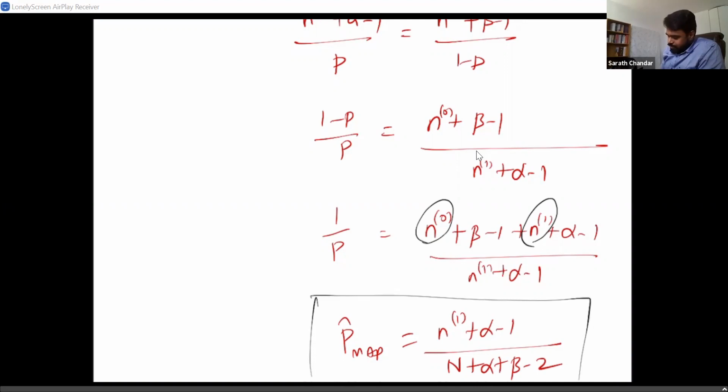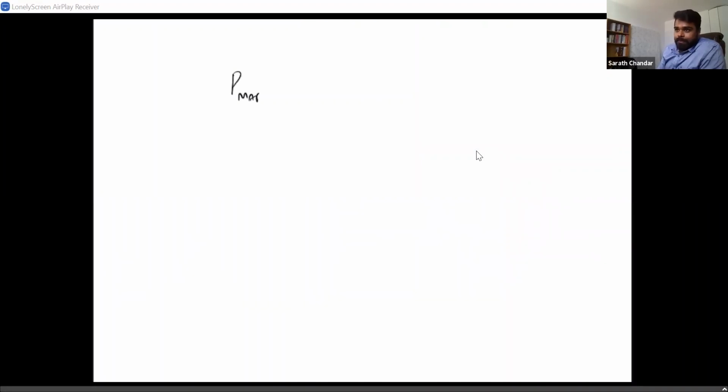Now let's compare this with my PMLE. What was my PMLE? It was simply N1 divided by capital N, right? Now, can someone tell me what is the effect of adding this alpha and beta to my estimate? Think about it. Maybe let's just finish the numerical. So P MAP is given by, in this case, we have alpha equal to beta equal to 5, right? So (N1 + 4) divided by (N1 + N0 + 8).